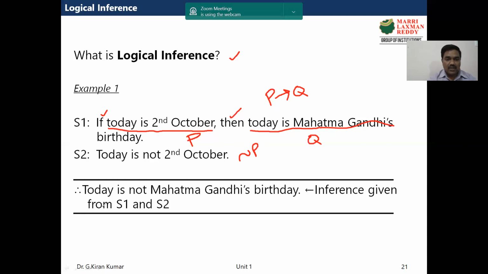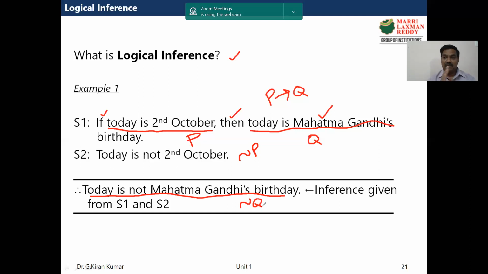Then what is the conclusion? The conclusion, if you read carefully, is "today is not Mahatma Gandhi's birthday." So what is the expression for this? I already assumed "today is Mahatma Gandhi's birthday" as Q. So this is exactly the negation of that. Therefore, this expression is negation of Q. This is how we convert the given English statements to propositional functions.